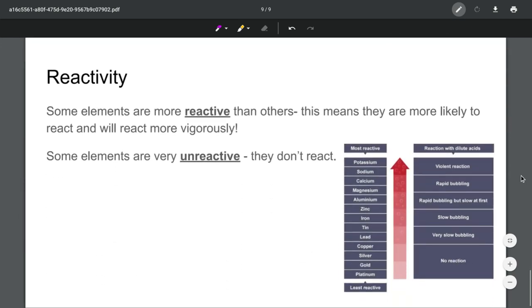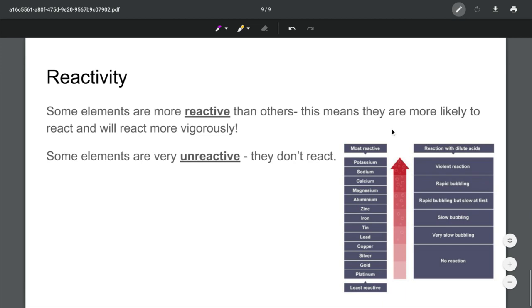Okay, finally, just one thing to say about reactivity. Some elements in the periodic table are way more reactive than others. What it means is that they are much more likely to react in the first place, but they're also likely to react much more vigorously than others. So they're more likely to react and the reaction will be bigger. In contrast, there are also elements that are very unreactive. They don't react at all, or not very often, and they're very unlikely to react.